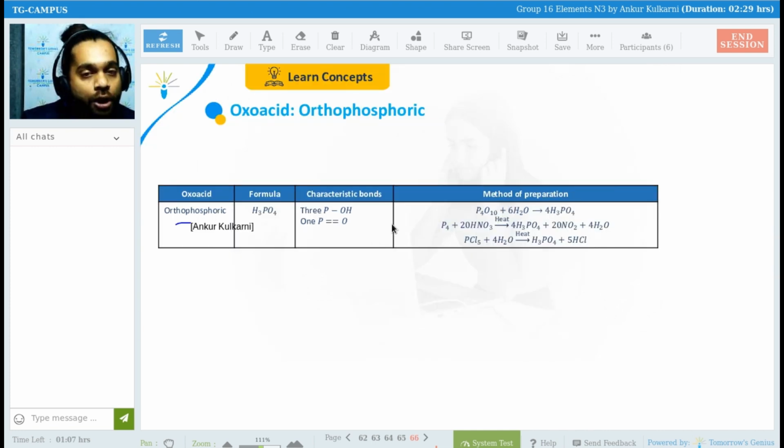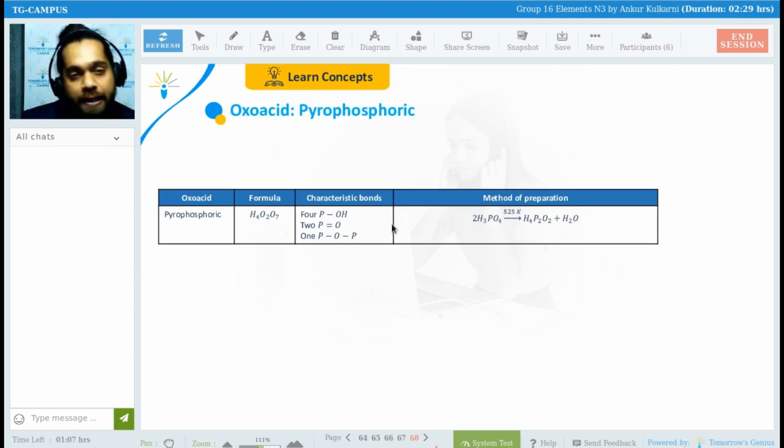Then we have the orthophosphoric acid. This is very easy. Come on, you draw it now. H3PO4. Quick. Orthophosphoric. Draw the structure and tell me the oxidation state. Yes, Anthony, draw the structure and tell me the oxidation state.